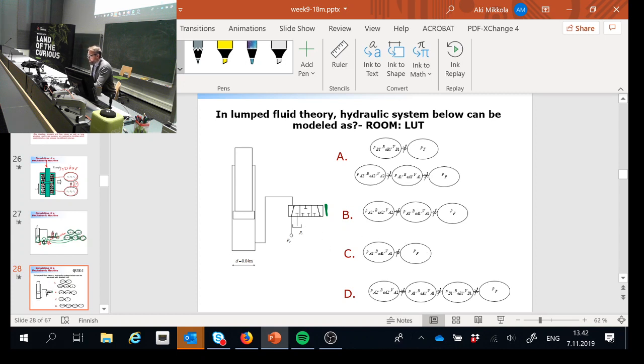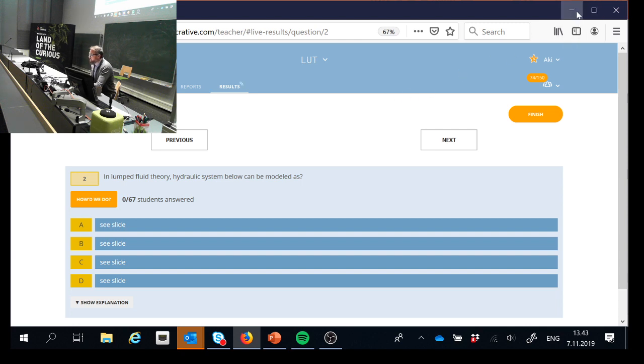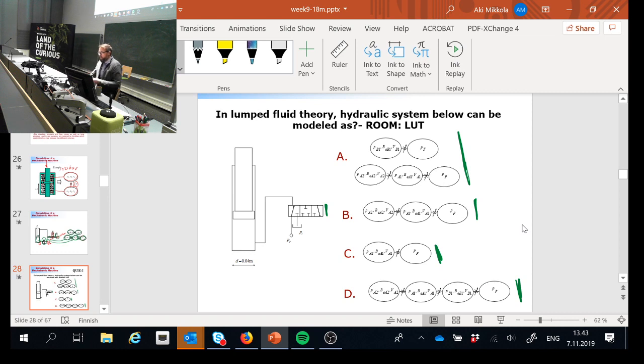Then I have different options. How can you define volumes in this case? Which one is correct? So this is pretty much exactly the same as in the previous case. This is the one where I have a pressure source and then two volumes. This is a pressure source and just one volume. And this is a pressure source and three volumes. Which is correct? Let me put this on. Next: in lump fluid theory, the hydraulic system below can be modeled as, and the options are again here.